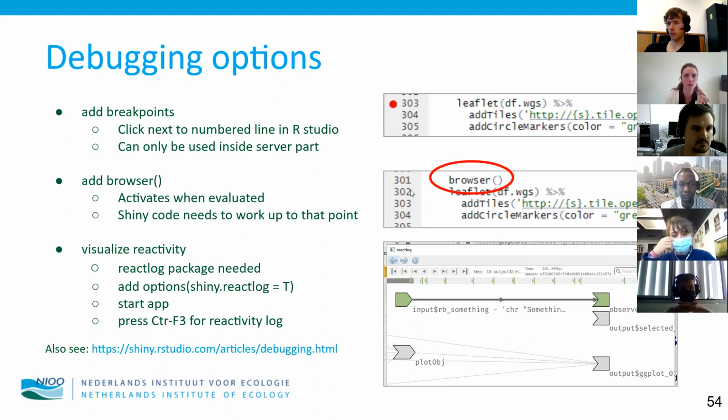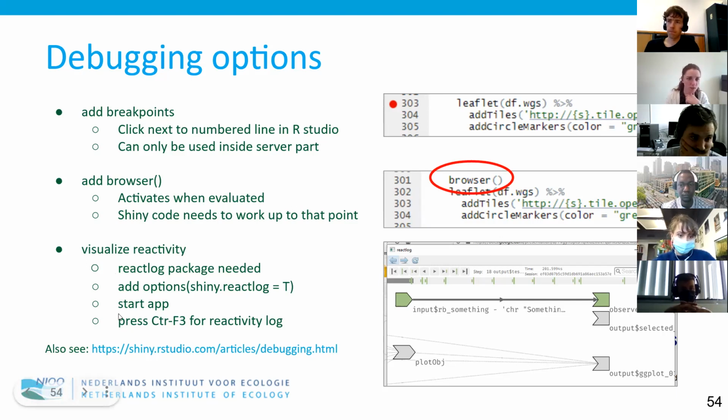And as soon as your app evaluates that statement, so when it hits that part of the code, it will stop your app, bring you back into RStudio, and then you can see what kind of objects are available to you at that point in time. So this might sound a bit mysterious, but as soon as you would start doing this, I think it will speak for itself.